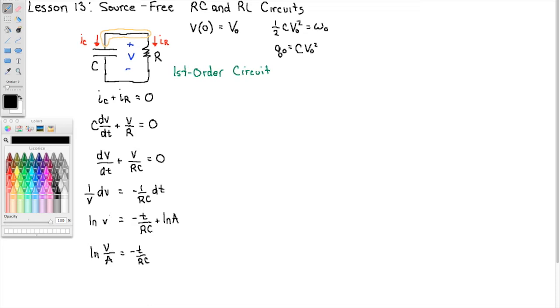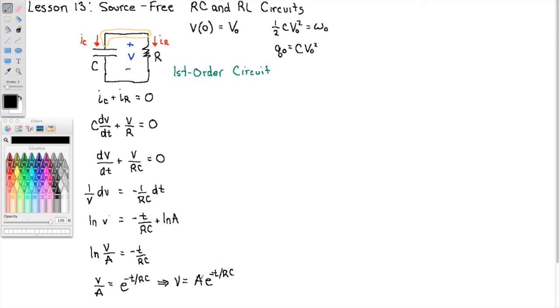So now, how do I get rid of the natural log? Well, I raise each side of the equation to the exponent, right? So over here on the left, I'm left with V over A when I do that. And over here on the right, I've got e to the negative t over RC. Right? And now, to solve for V, this means that V is A, this constant, times e to the negative t over RC.